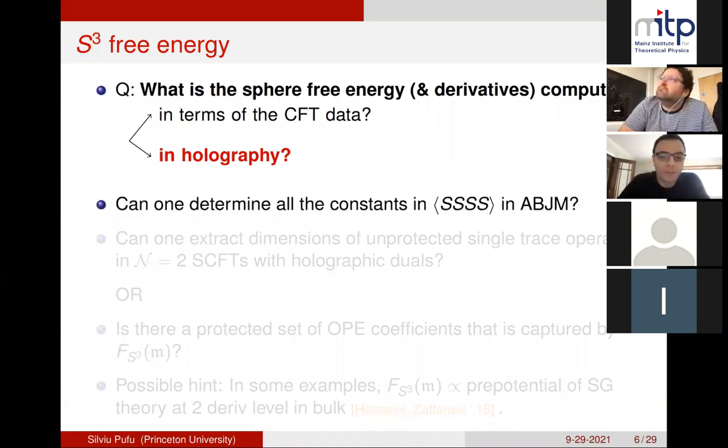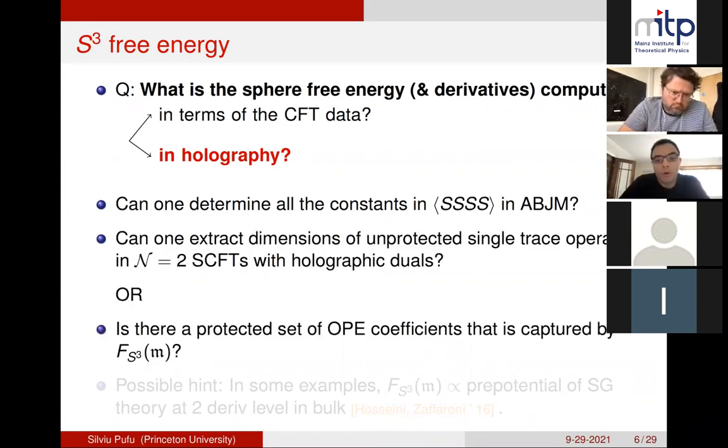So in particular, can one determine all the constants that are in SSSS? Suppose we go to high order in 1 over c_T, can one determine all the constants using integrated correlators? There are also examples, not just ABJM theory, there are many examples of superconformal field theories with holographic duals with just N equals 2 supersymmetry. And those have unprotected single trace operators, whose scaling dimensions usually involve square roots.